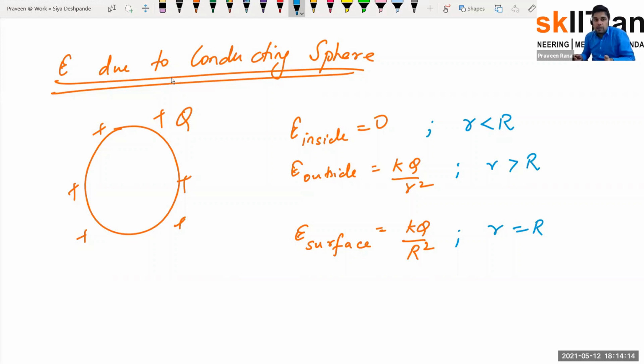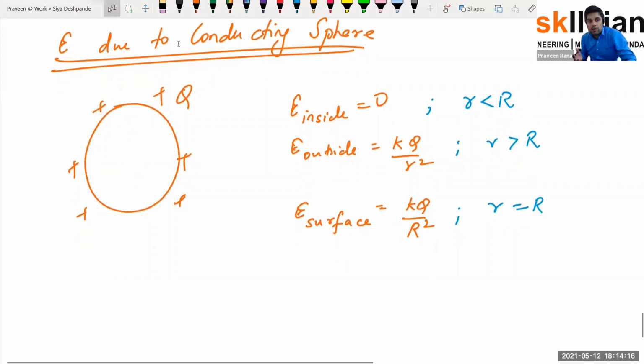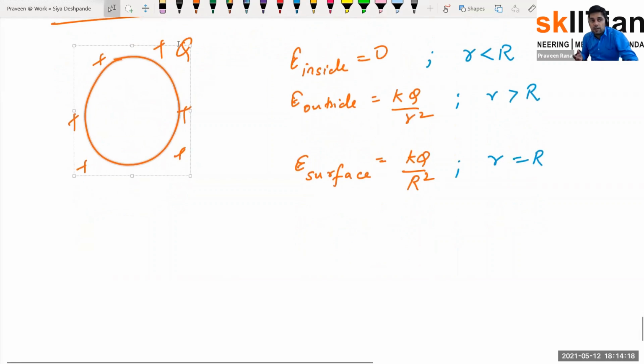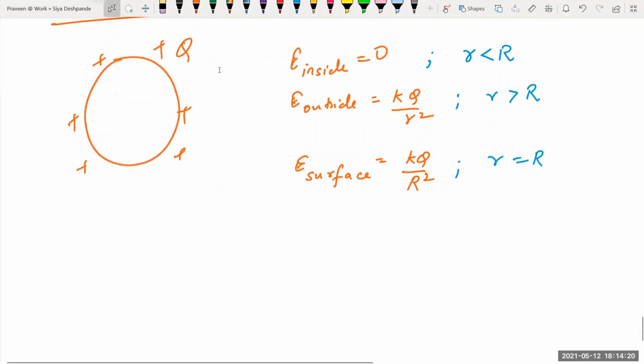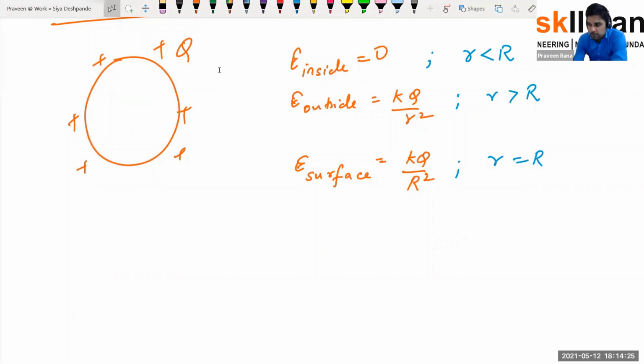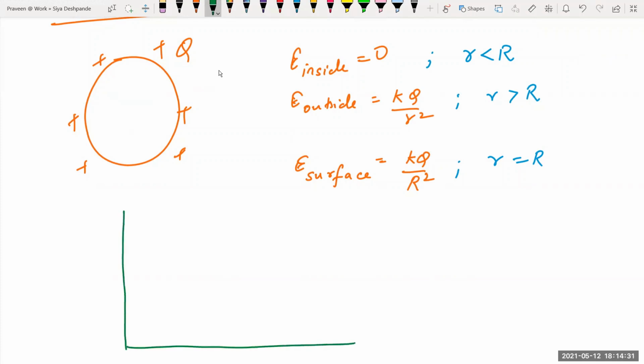Now, can you tell me, if I am going to draw a graph between electric field and distance, what kind of graph we would have? The hyperbolic. Sure, hyperbolic. It will be always hyperbolic, or after some distance it will be a hyperbola, after we cross the radius. Exactly, that one is right.